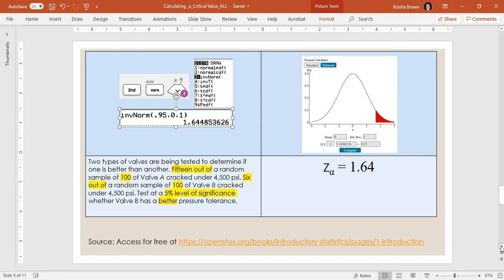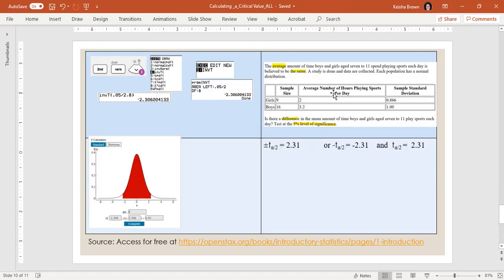Looking at number 3. We read the problem, we figure out if this is a mean or a proportion. They start off by talking about the average time, so that's a mean problem. That automatically tells us we're using the student's t distribution, so we're going to be finding a t-score. And they are looking at boys and girls, so you know you have two samples here. You have their sample sizes, the average number of hours playing sports per day, and your sample standard deviation.